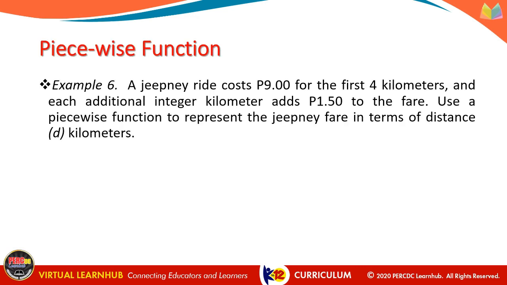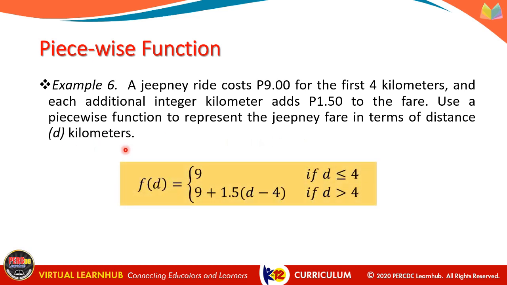Let us have example number 6. A jeepney ride costs 9 pesos for the first 4 kilometers, and each additional integer kilometer adds 1 peso and 50 cents to the fare. Use a piecewise function to represent the jeepney fare in terms of distance d kilometers. That would have to be f of d is equal to 9 if d is less than or equal to 4, and f of d is equal to 9 plus 1.5 times quantity d minus 4 if d is greater than 4. Okay?